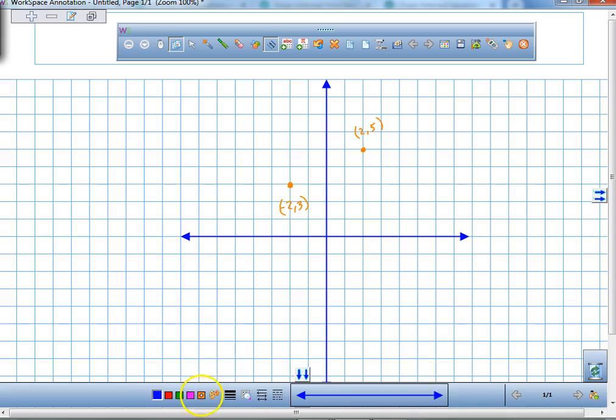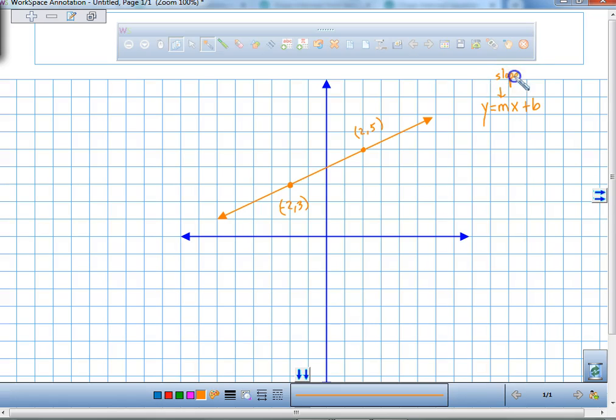And then, if you would, carefully, as best as you can, draw a line going through those points. And over here, in orange, I'm going to write y equals mx plus b. Now, we all know m represents the slope of the graph, and b represents the y-intercept. So the first thing I'm going to look at is this point right there.